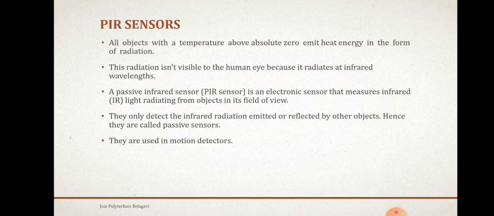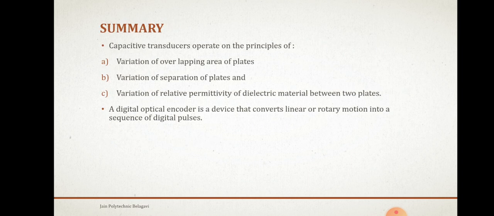The next, summary: capacitive transducers operate on the principle of what? Variation of overlapping area of plates, variation of separation of plates, and variation of relative permittivity of dielectric material between two plates. A digital optical encoder is a device that converts what? Linear or rotary motion into a sequence of digital pulses.